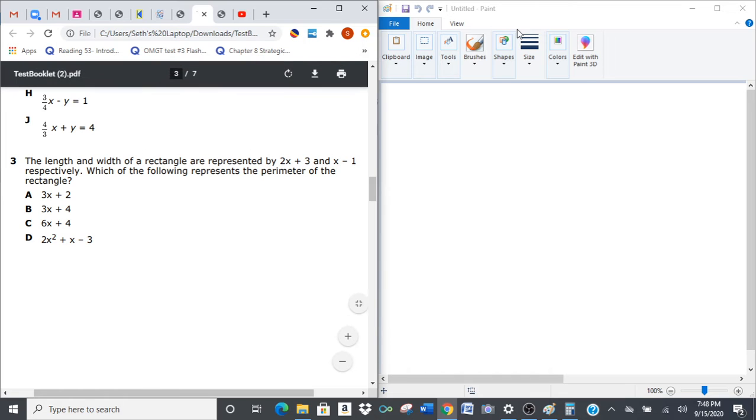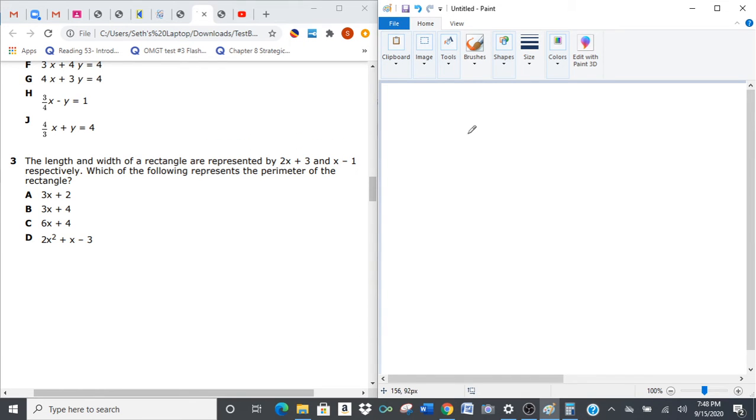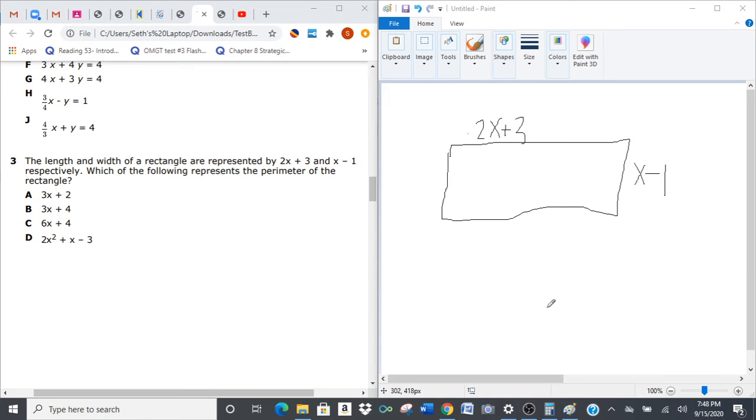Okay, 3. This is a good one to do. Length and width of a rectangle. You have 2x plus 3 and x minus 1 representing the length and the width. But what's the one thing about a rectangle? This side equals this side. So this side is also 2x plus 3, and this side is x minus 1. Alright, and it's asking for the perimeter of the rectangle.